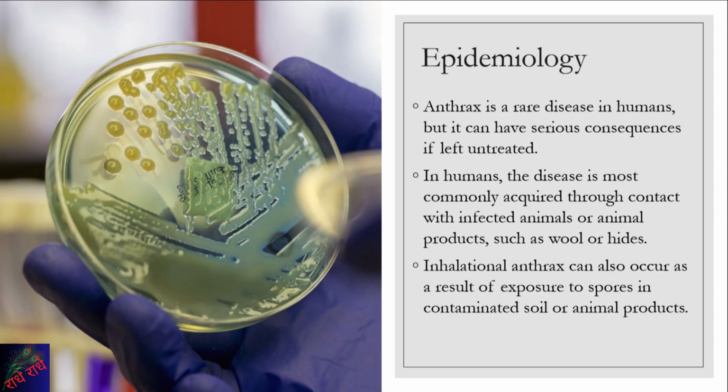Anthrax is a rare disease in humans, but if not treated correctly, it can have serious consequences. Contracting the disease usually happens through contact with infected animals or animal products such as wool or hides. Inhalational anthrax is less common, but it can occur due to exposure to contaminated soil and animal products. Being aware of the risks and taking preventive measures is essential to avoid infection.